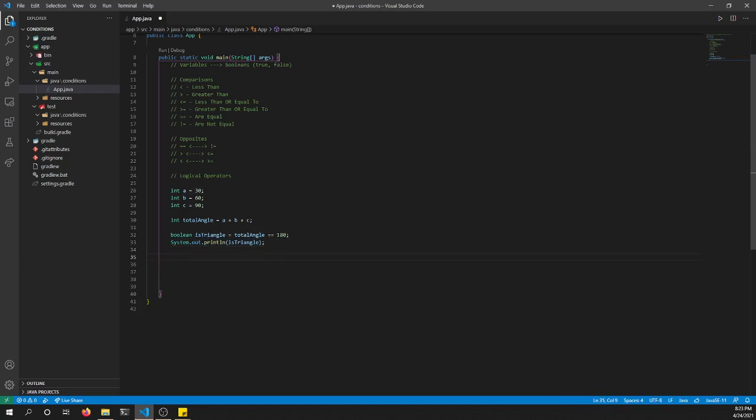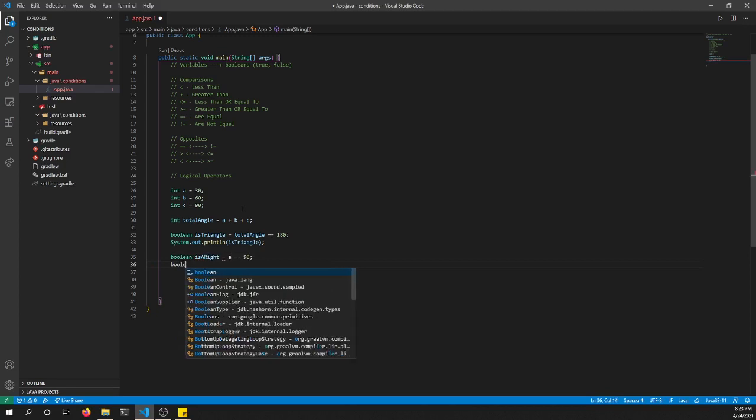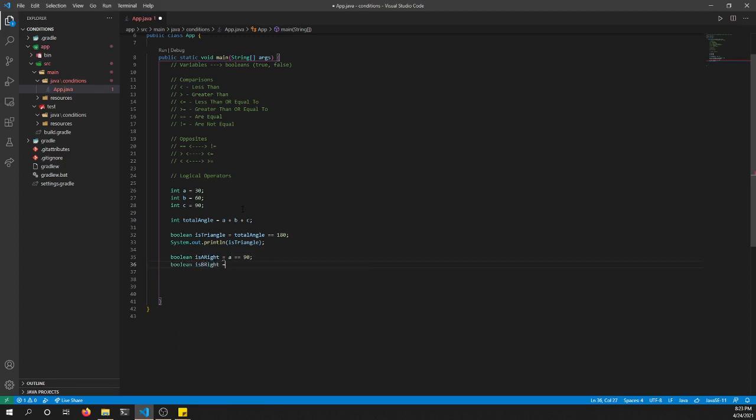But what if I wanted to know, do I have a right angle? And I need at least one right angle. And a way to do that is to check them. So I can say Boolean isARight, and that's going to be A equal 90. I can say Boolean isBRight, and that's going to be B equal 90. And I can say Boolean isCRight, and that's going to be C equal 90. And I could check all of these.